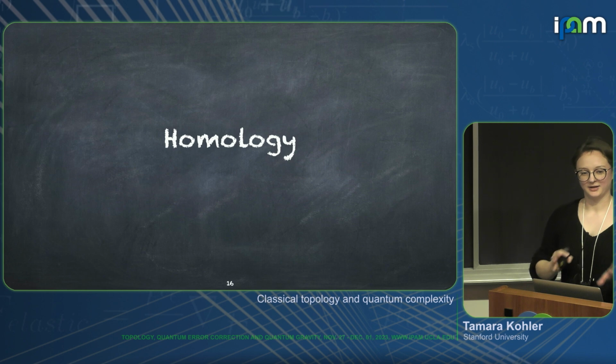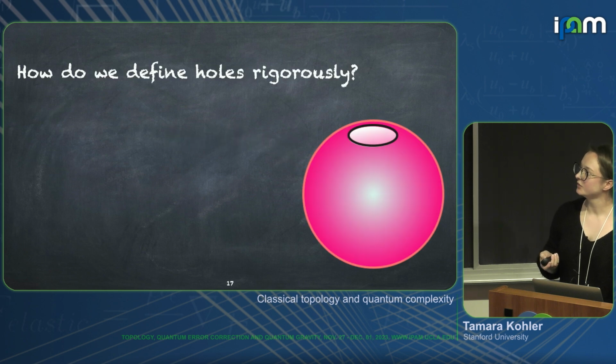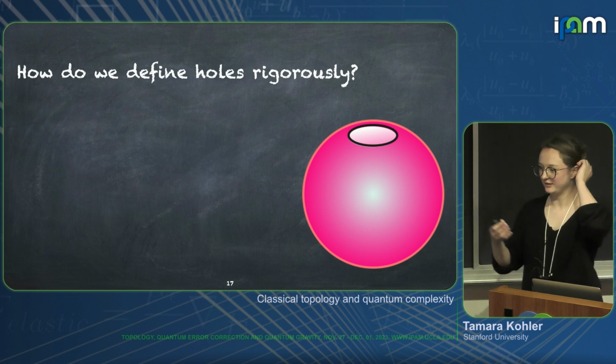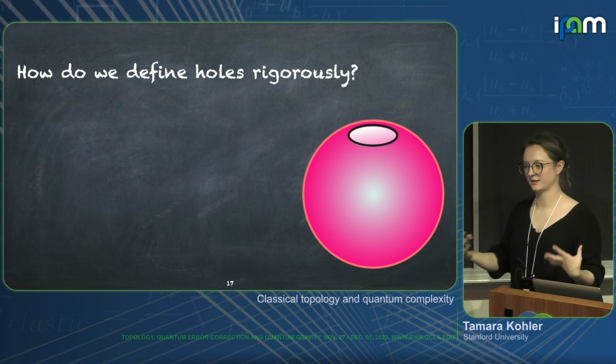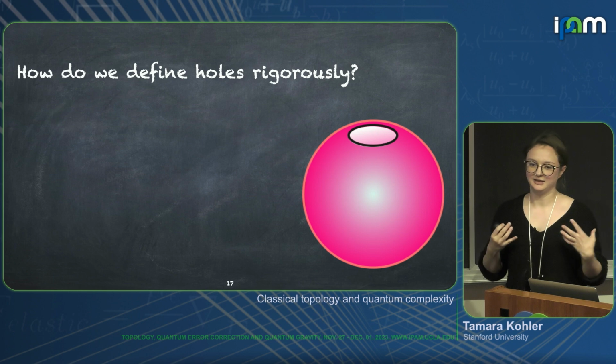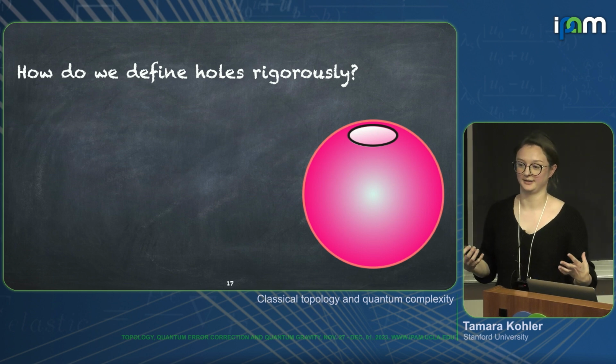Okay, so that's all I'm going to say about an intro to quantum complexity. I'm now going to move on to give a quick intro to homology. So the big question here, I guess, is how do we define holes rigorously? In the introduction, I was speaking a lot about deciding whether some space had a hole or not, but I didn't even try to define what a hole is.